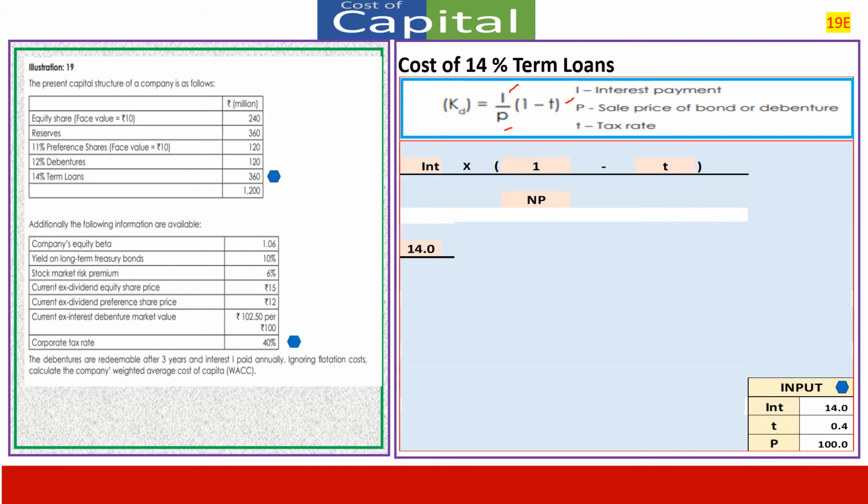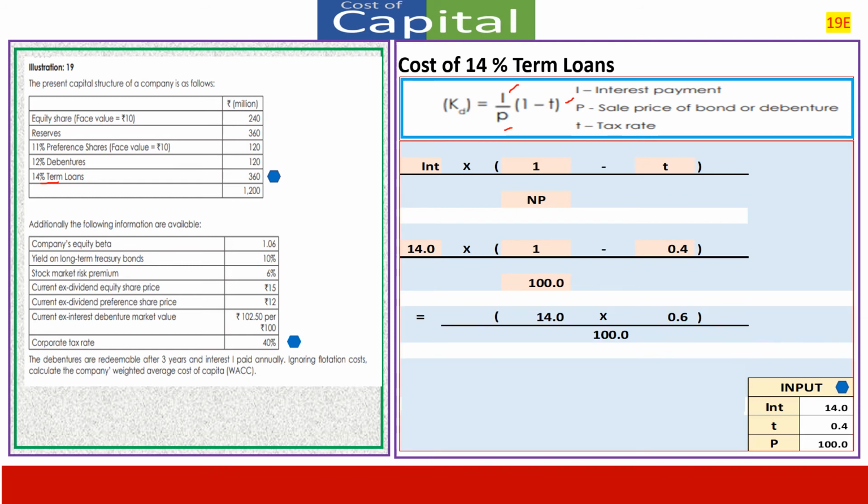14% is the term loans, corporate tax is 0.4, and market value means it is face value. Now there is no separate market value for a term loan, divided by 100. It is as simple as 14 into 0.6 is 8.4 divided by 100 is 8.4%. This is regarding the term loan. Thus we have calculated equity and reserves, cost of capital, preference, debentures and term loans.